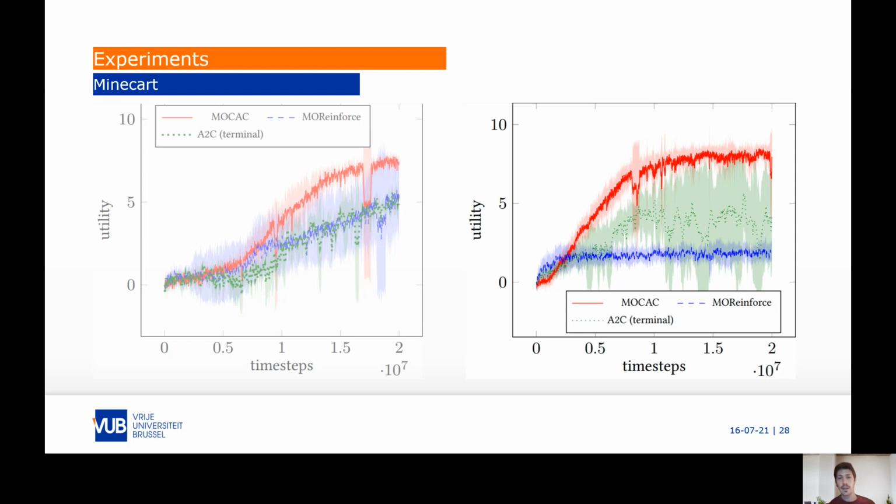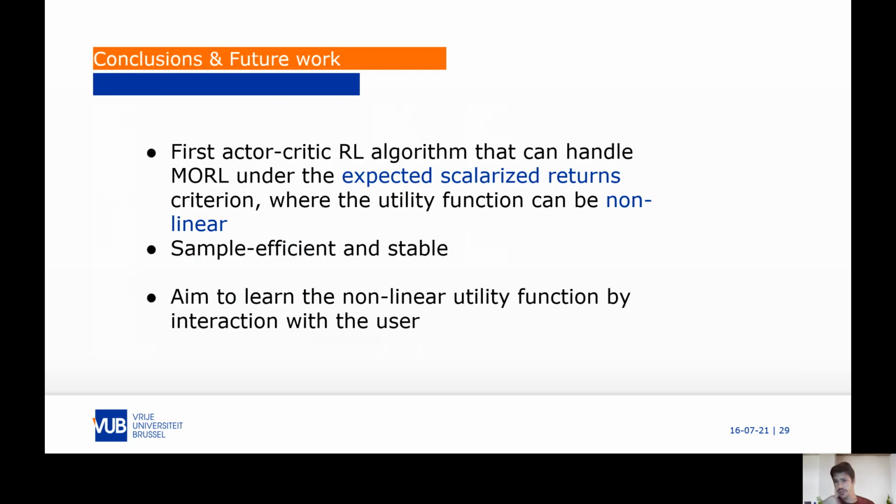So this concludes our talk. We have proposed a multi-objective actor-critic algorithm that is able to cope with nonlinear utility functions in the expected scalarized return. To the best of our knowledge, this is the first reinforcement learning algorithm that's able to do so. It is sample efficient and stable. And in future work, we aim to learn the nonlinear utility function by interacting with the user.